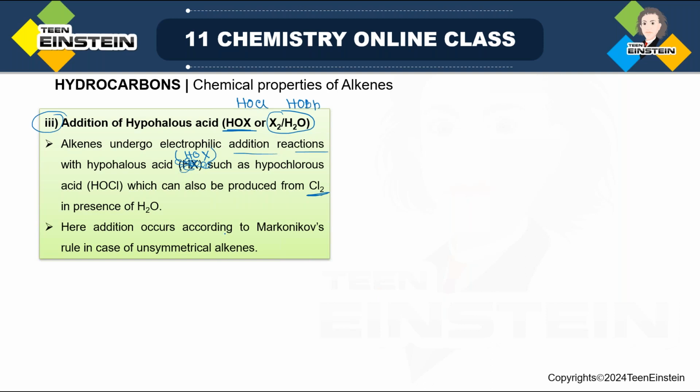Now here addition occurs according to Markovnikov's rule. Now what is Markovnikov's rule, which is applicable for unsymmetrical alkenes? That we will discuss separately. Here just focus on the reagent. We either use HOCl or HOBr and we get halohydrin.